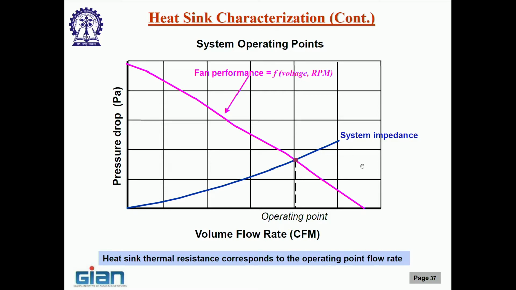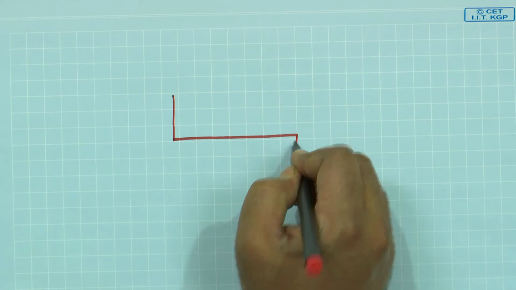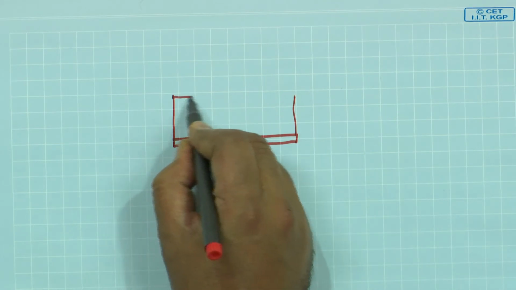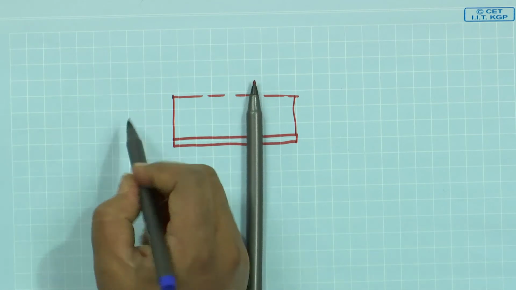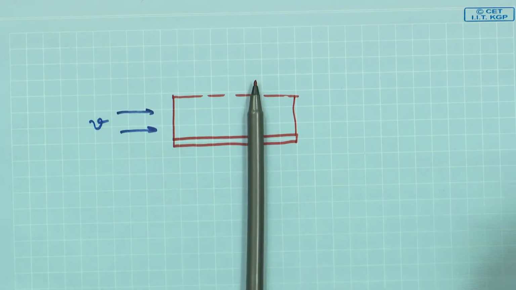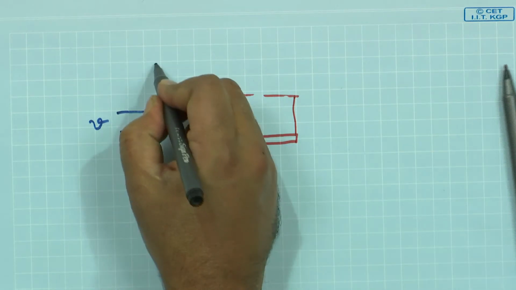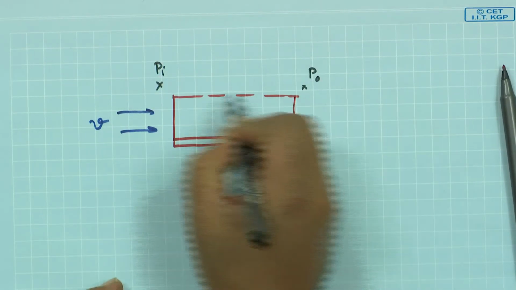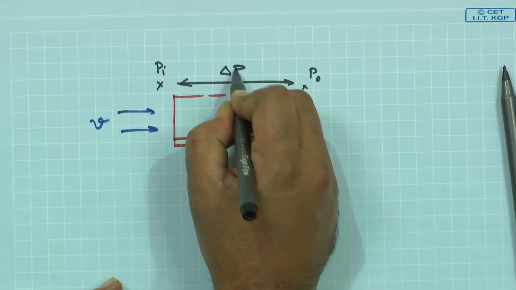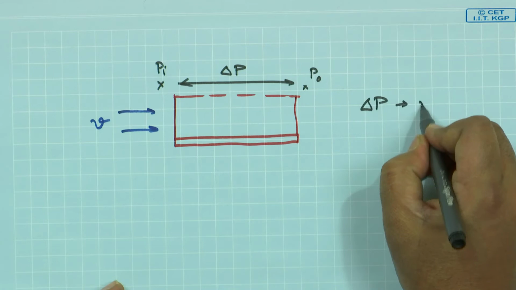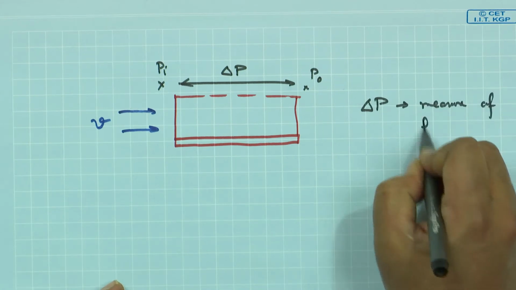So, what is it that is going to dictate how much flow I am going to get? That is known as the flow resistance, measured typically by the pressure drop. If I take a heat sink and I am drawing the side view, this is my base and this is my longitudinal fin, and I pass air through this at a certain velocity v. If I measure the pressure over here, P inlet, and P outlet, this is my delta P, and this delta P is a measure of flow resistance.